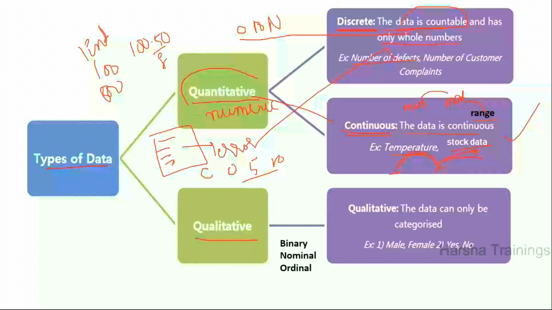Okay, these two are called quantitative. Clear for you? Yes, yes.